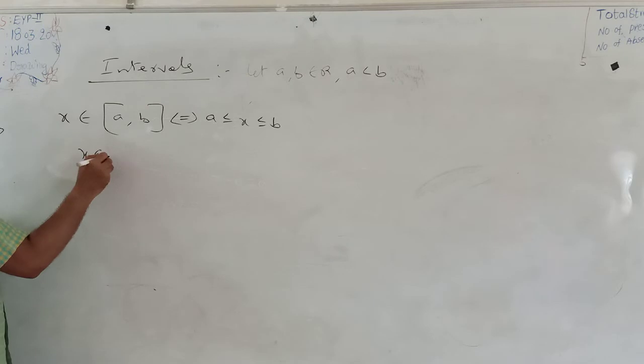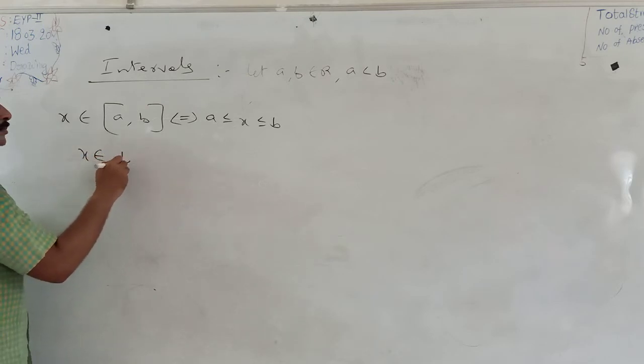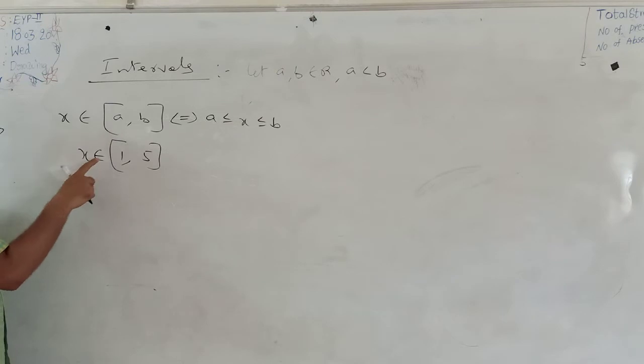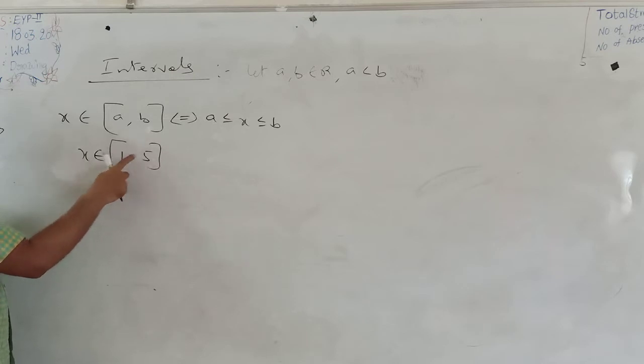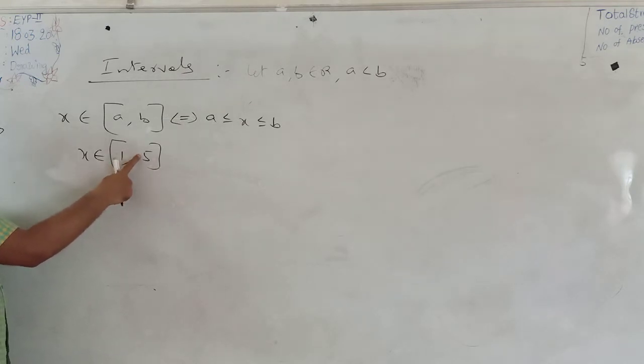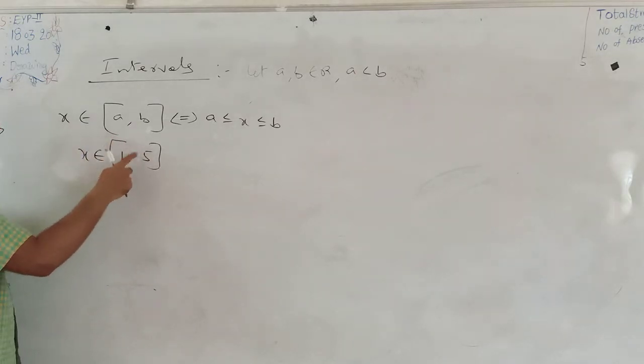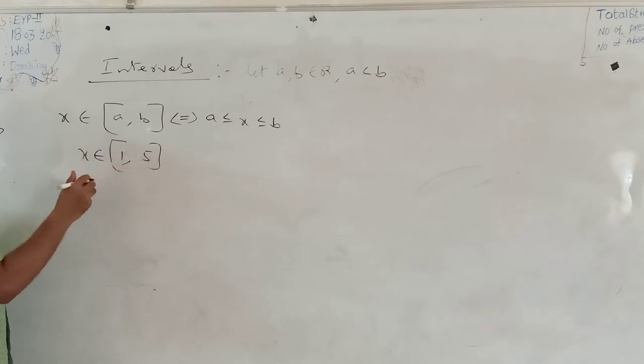For example, if x belongs to the closed interval of 1 comma 5, possible values of x are 1, 2, 3, 4, 5, between 1 and 5 including the end values. Not only integers: 1.1, 1.2, 1.3, 2.5, 2.6 and so on, 4.1, 4.2 and so on. 4.999 also lies in this interval. So closed interval means including the end values.